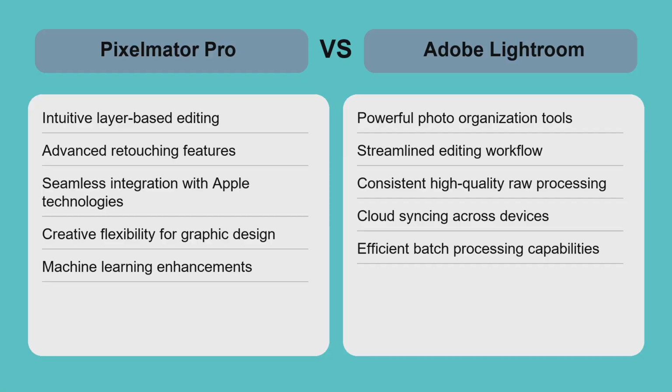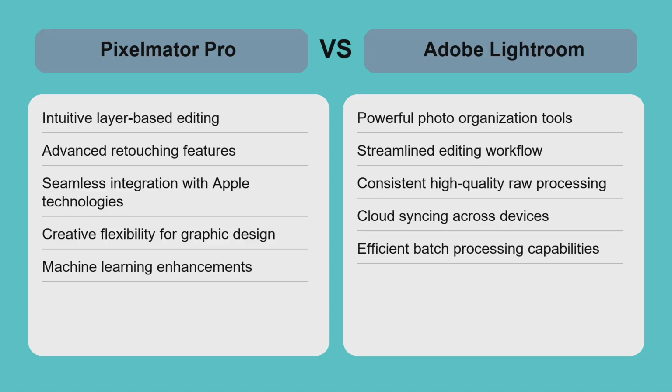When comparing Pixelmator Pro and Lightroom, the choice depends on your priorities. Pixelmator Pro excels in creative freedom with layers and graphic tools, making it perfect for artists and designers who want to combine photo editing with digital painting or compositing. Lightroom shines in organizing and processing large photo collections, ideal for photographers who prioritize speed, consistency, and cloud syncing.